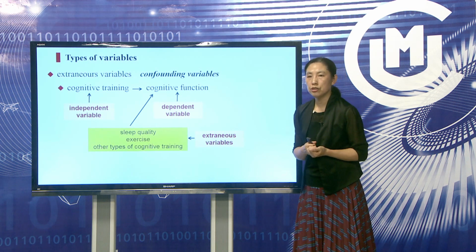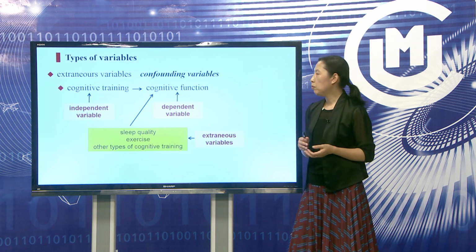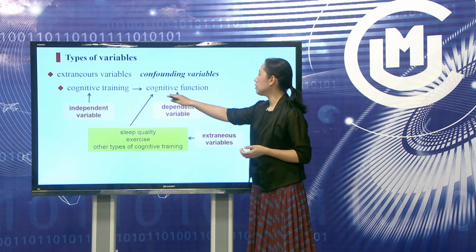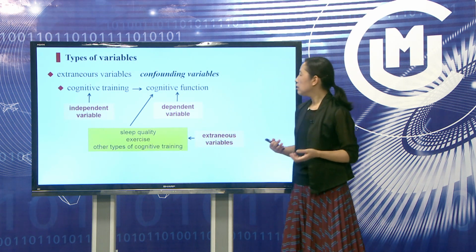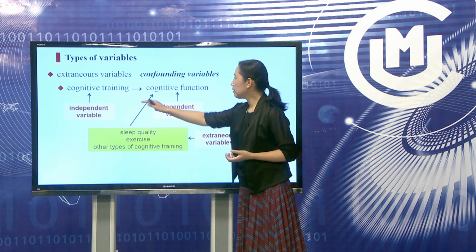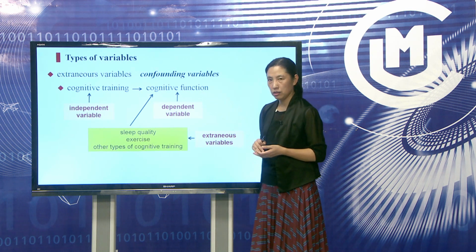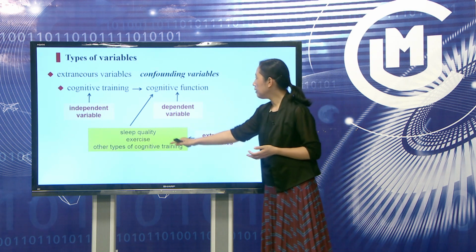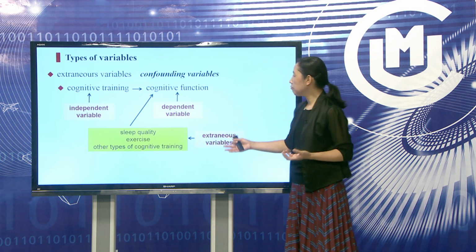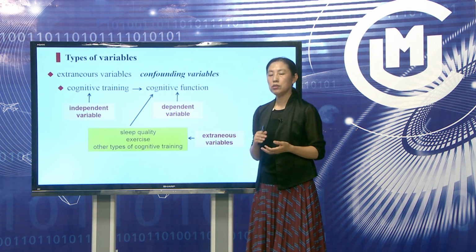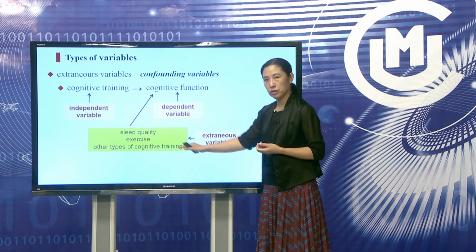As a researcher, you need to control all these extraneous variables. Otherwise, when you get the result that cognitive function has increased, you cannot say that cognitive training is really helpful in increasing cognitive function, because there are so many other confounding variables that will influence the interpretation. That's why we really want to control all these confounding variables.